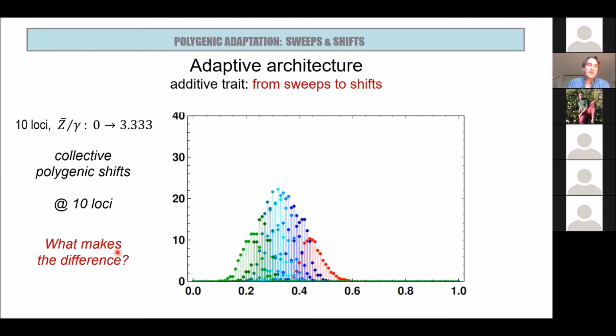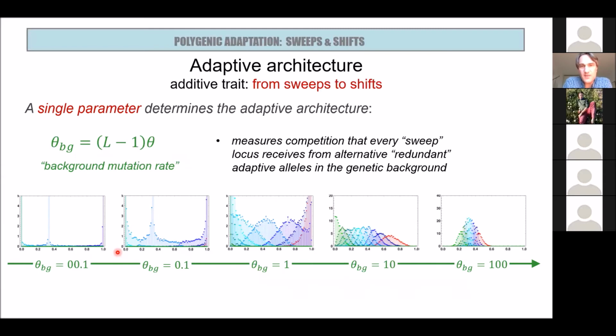And the answer is that this is a single parameter. A single parameter determines the adaptive architecture. So whether it looks like this, or like this, or like this, right, is determined only by this parameter theta background. It's also called the background mutation rate. So what is the background mutation rate? It's just the per locus mutation parameter times L minus 1, where L is the number of loci that contribute to the trait. And so we have here L minus 1.